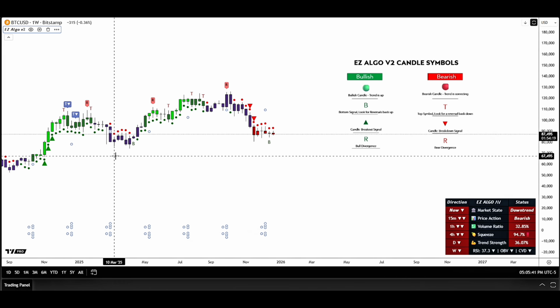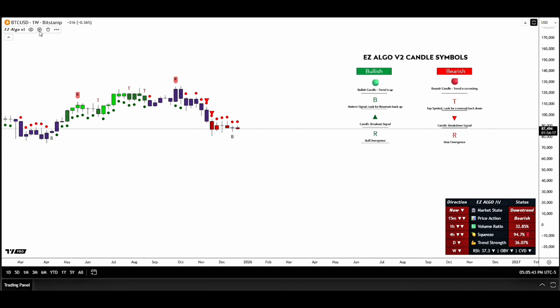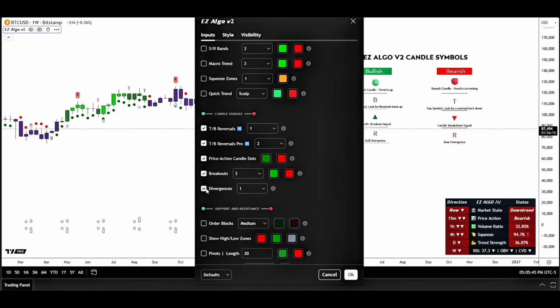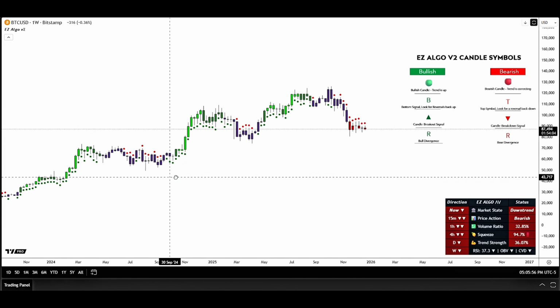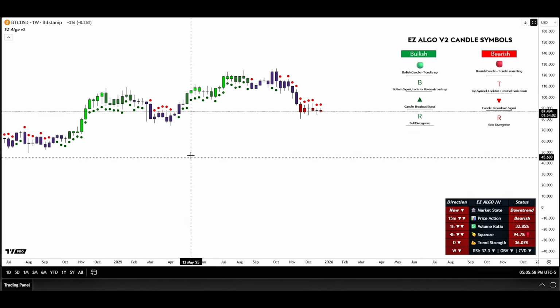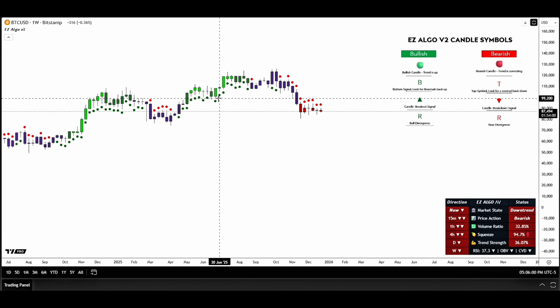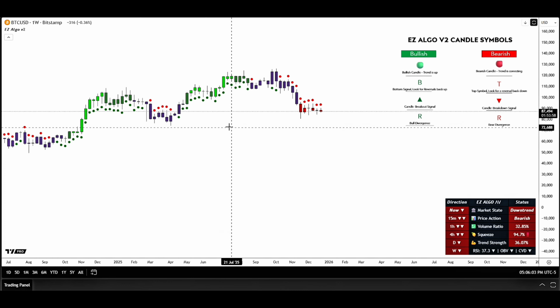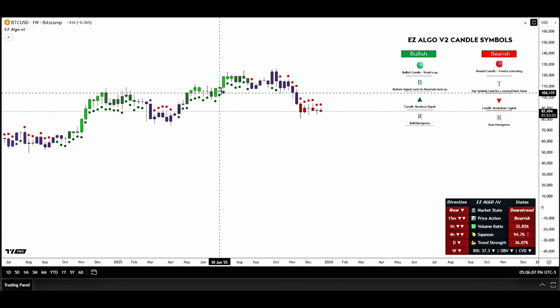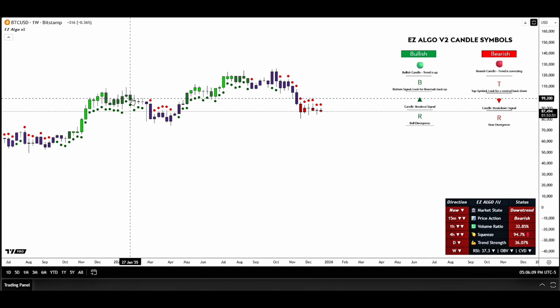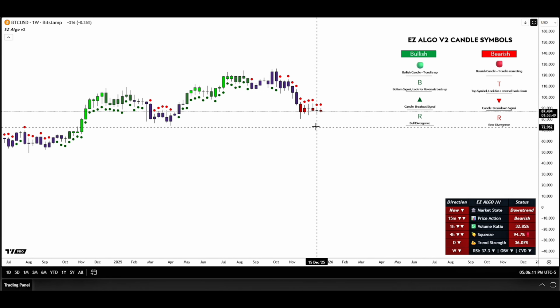So for our candle dots right here, let me shut some of these off so you can just see these. I know we covered it in the last video when we were covering EZ Algo's V2 signals. So price action candle dots are a pretty cool indicator. It lays a green or red dot over the candle. All this tells us is that when it's green, it's signaling to us that the price is in a stronger uptrend. When it's red, it tells us that price is in a downtrend.